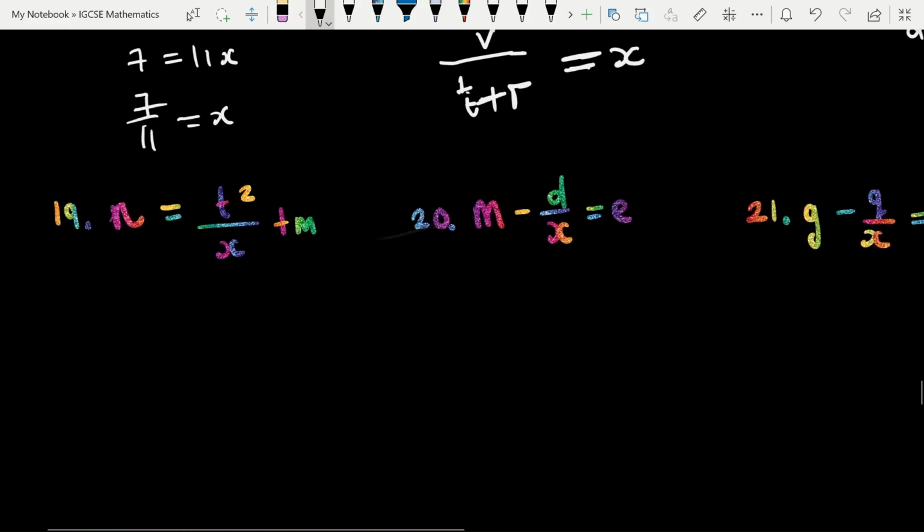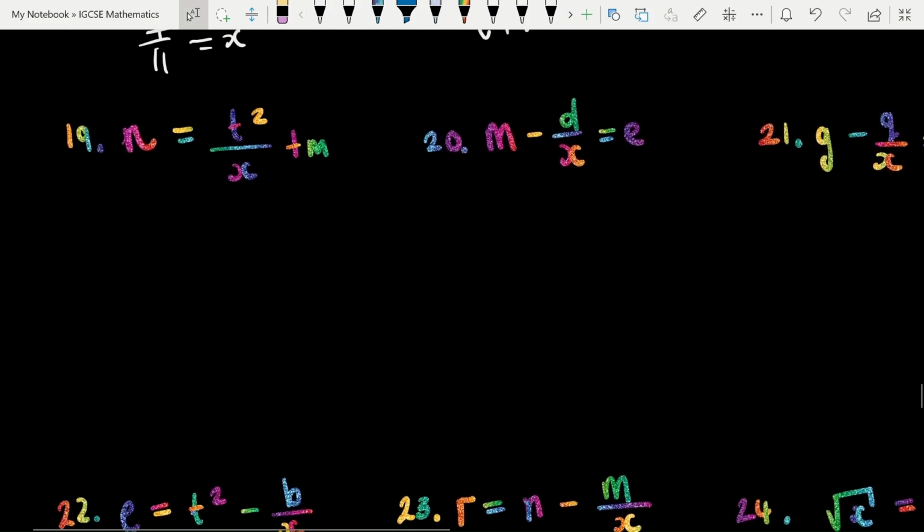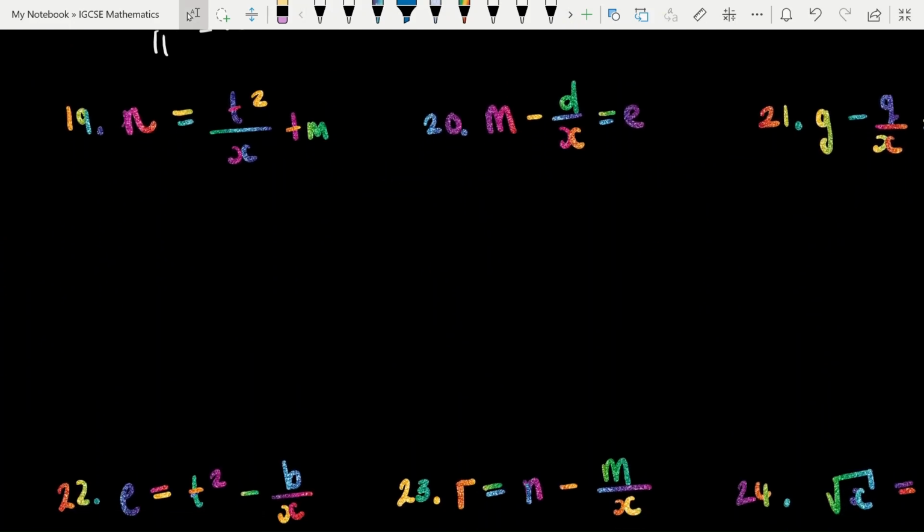We're now on example 19. It's saying n is equal to t squared over x plus m. Now you must be getting used to it. So what do I do? First, I have to take m to the other side so that I remain with the fraction alone. I want to break that fraction that x is in, because x is in a fraction. Whether he's at the top or at the bottom, we don't care.